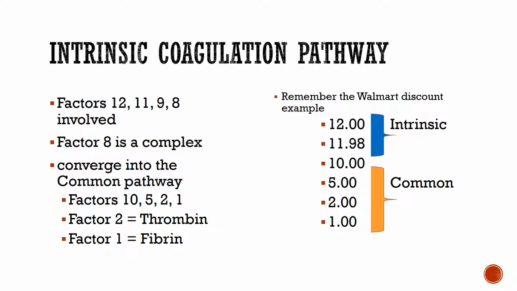Factor 9A with calcium ions will activate factor 8 to split into factor 8A and von Willebrand's factor. Factor 8A and factor 9A will attach to the platelet surface, and along with platelet factor and calcium ions will activate factor 10, and this begins the common pathway where fibrin will be formed.